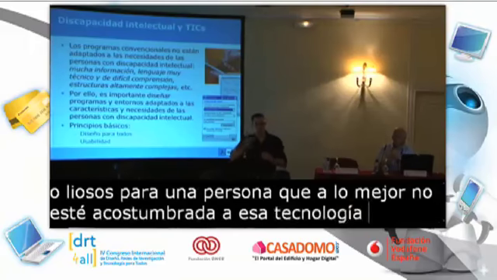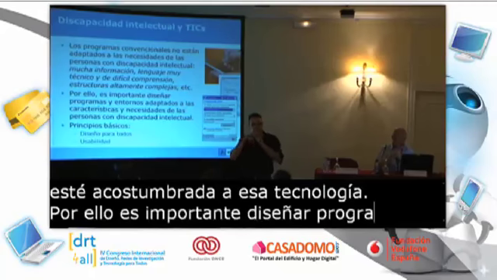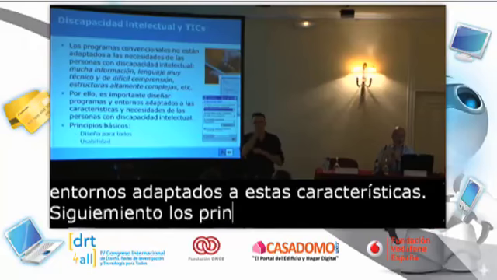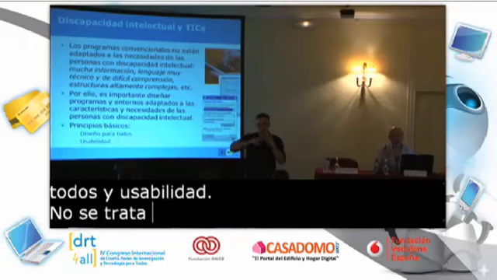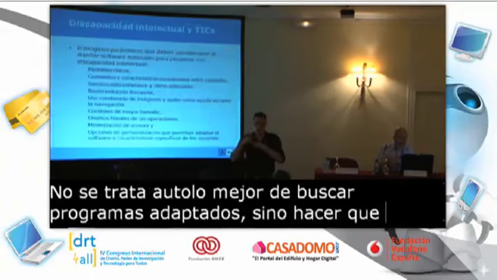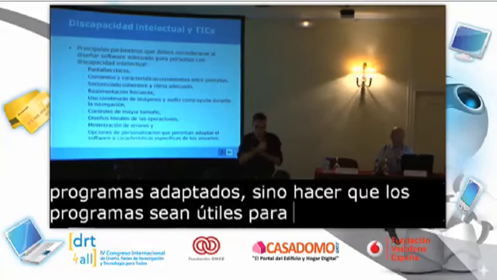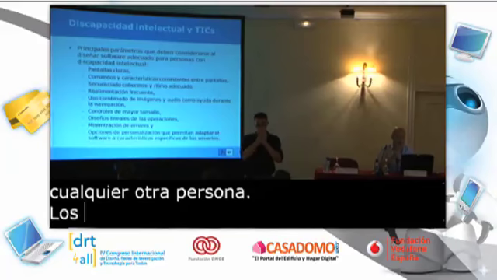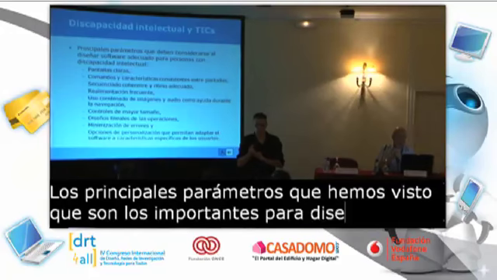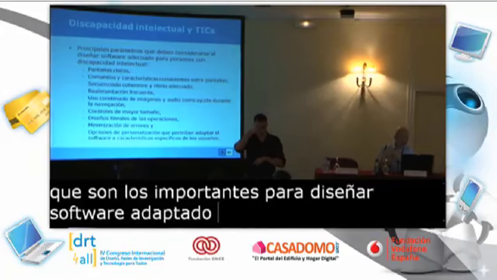That's why it's very important to design programs that are adapted to those features, following the basic principles of design for all and usability. So we're not necessarily looking for adapted programs, but also ensuring that the programs are useful for these people and for anybody else. The main parameters that we've discussed, and I think are important, is basically software for people with disabilities.